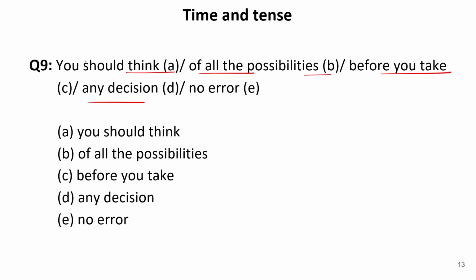Now, "should" here shows the modal which is used to advise something, to give suggestions. So we use "should". This part is in present tense. You should think of all the possibilities before you take any decision. Again, the entire sentence is correct.